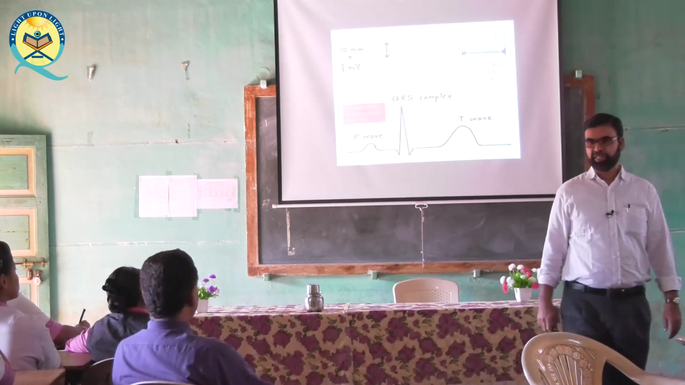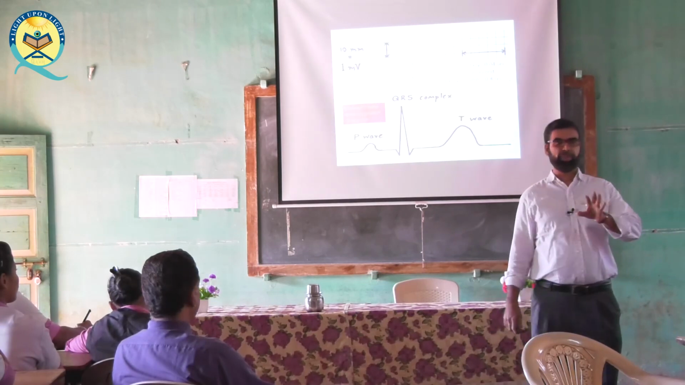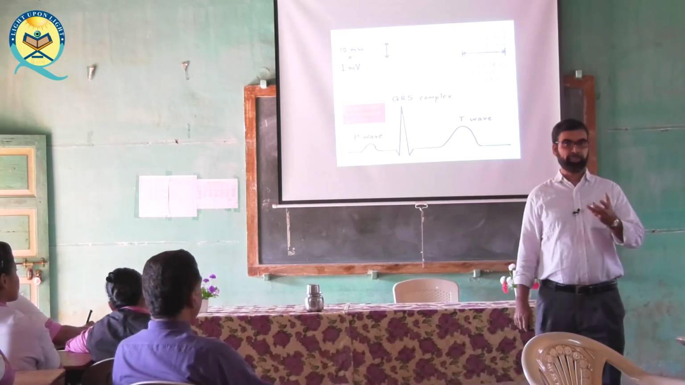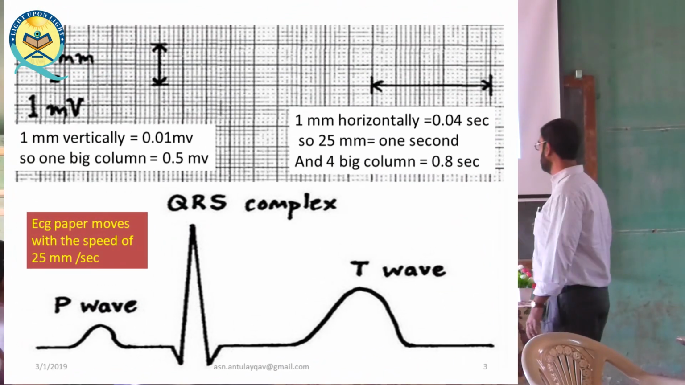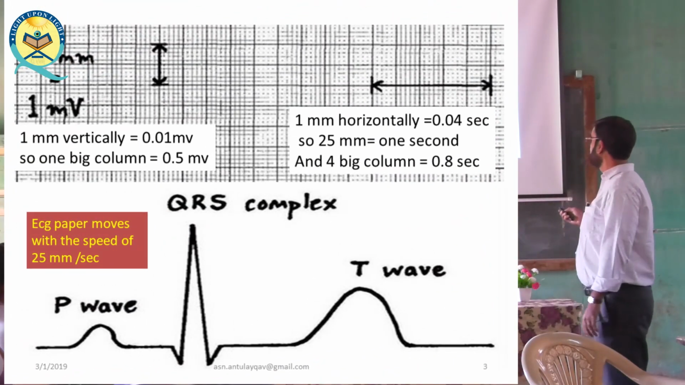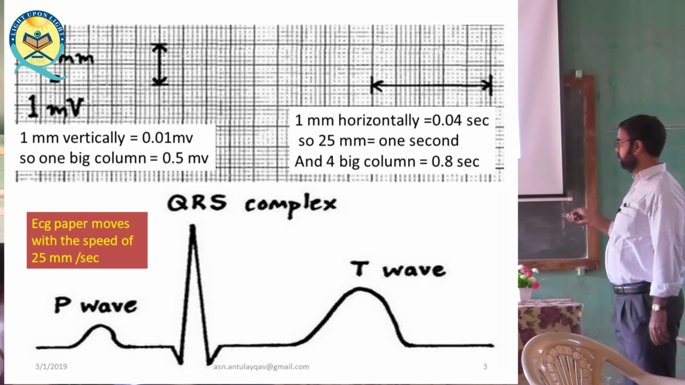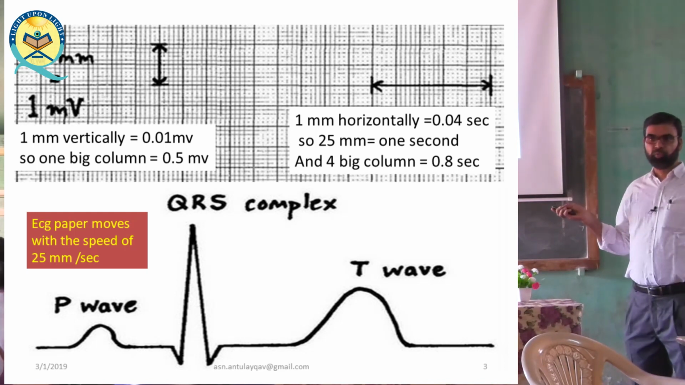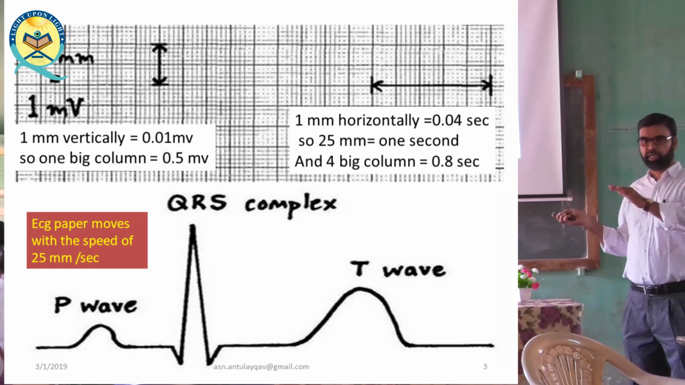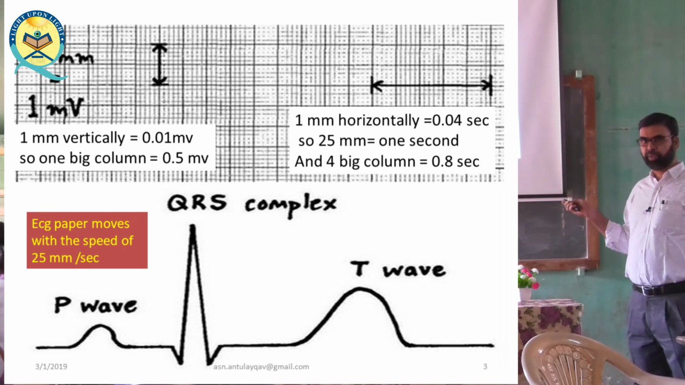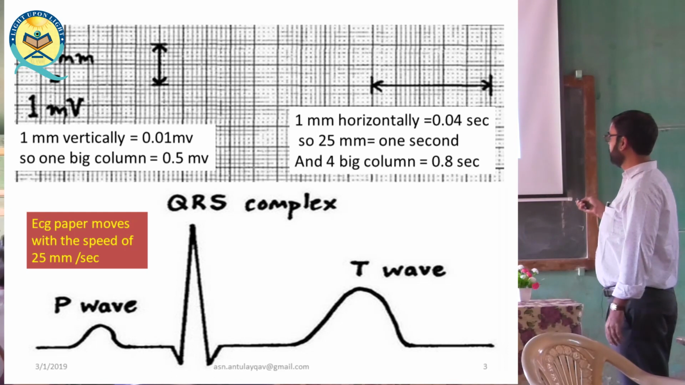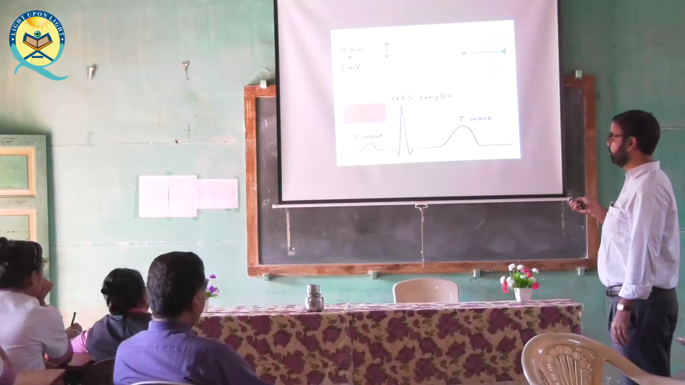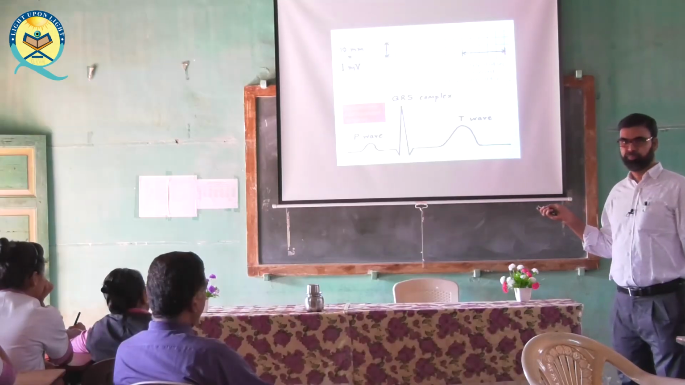Now the basic of ECG: you must know the paper first, how to read the ECG paper, okay. Here you see, one line is called vertical and one is horizontal. This is a graph paper, okay. In graph paper, vertical line and horizontal line. Vertical line is to measure millivolts.